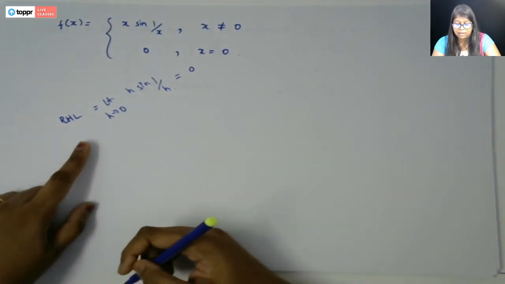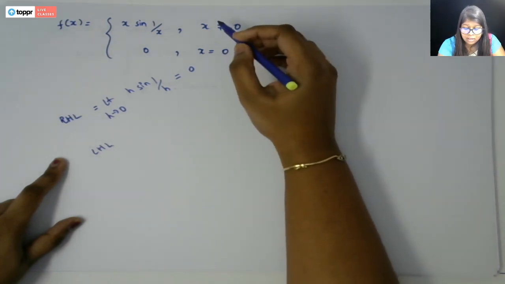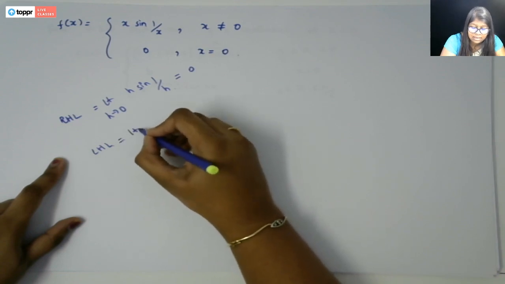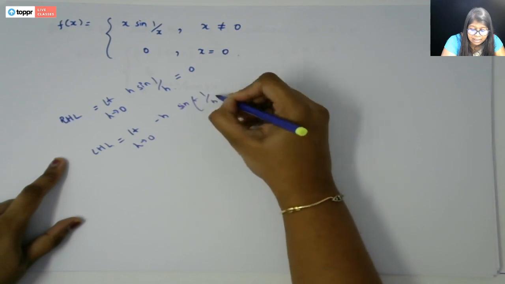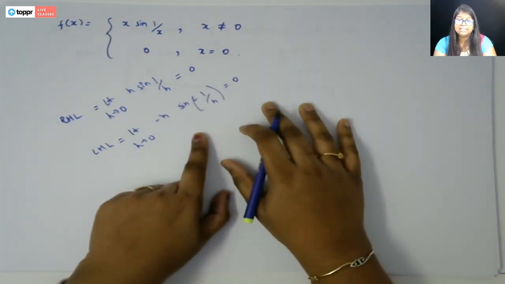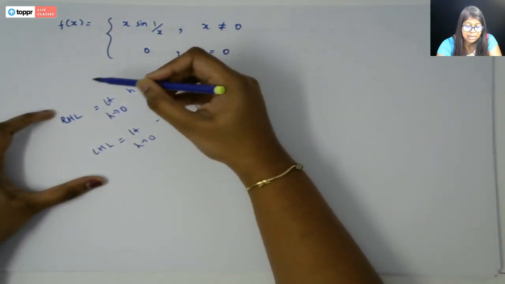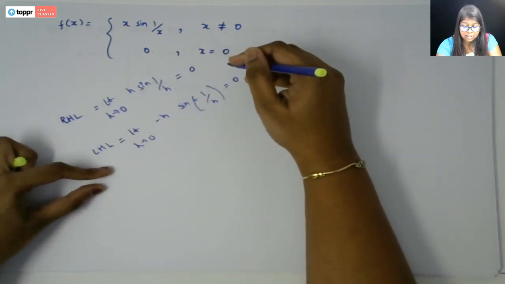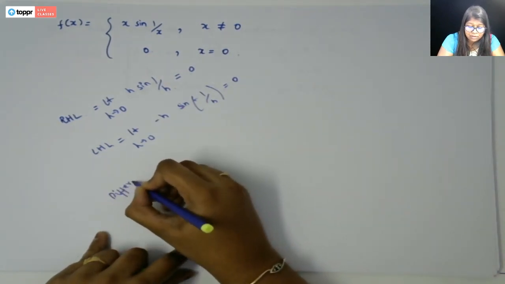For the left hand limit, when we take a negative value of h, it is again the limit h tends to 0 of minus h sine of minus 1 by h, which is also equal to 0. So the function is continuous, since at x equal to 0 the value is 0, the RHL is 0, and the LHL is 0. But now we will check the differentiability of this function.